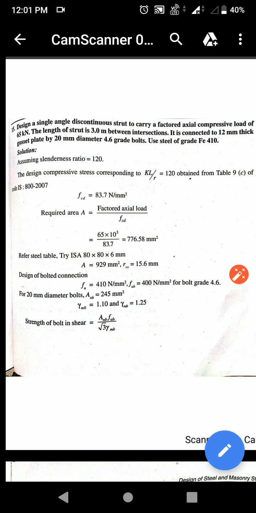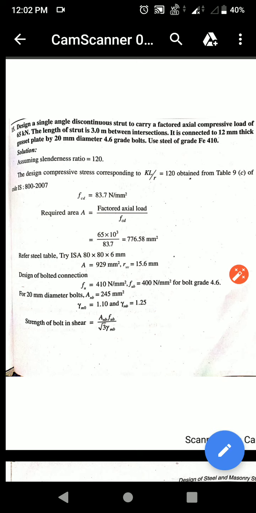See, the first thing in a design problem, that is type 2 design problem, we have to assume the slenderness ratio. This slenderness ratio we can assume between 110 to 140 depending upon the load. So the slenderness ratio assumed in this problem is 120. So depending upon slenderness ratio, we have to calculate the design compressive stress.